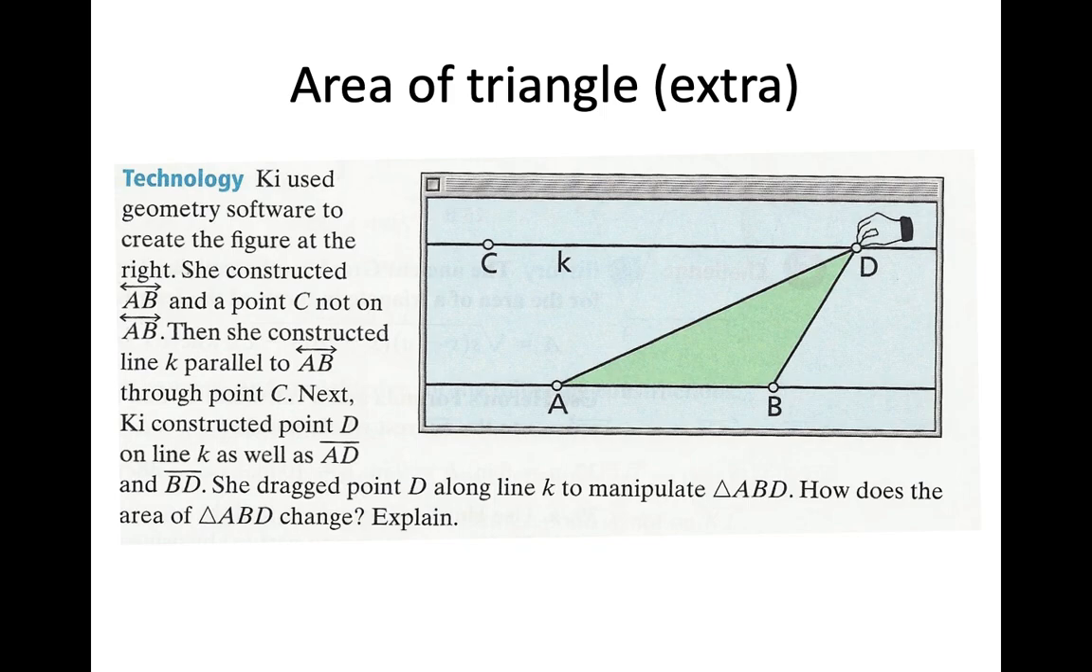And how does the area change? Explain. Well, the area does not change because the base stays the same at AB, and the height stays the same because, as we learned earlier, the distance between any 2 parallel lines is always congruent. So the height is going to be the same whether she goes to point C, point D, or in fact any point on line K. So anywhere that Kai drags this, she will still have triangle AB, and whatever the third point is will always be the same area.